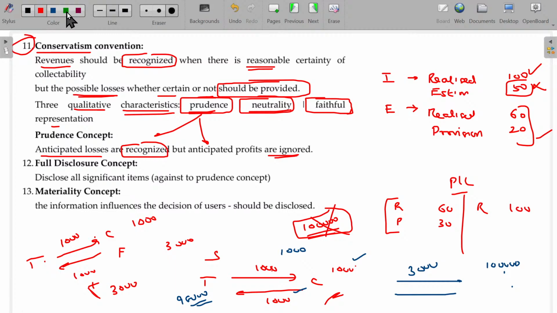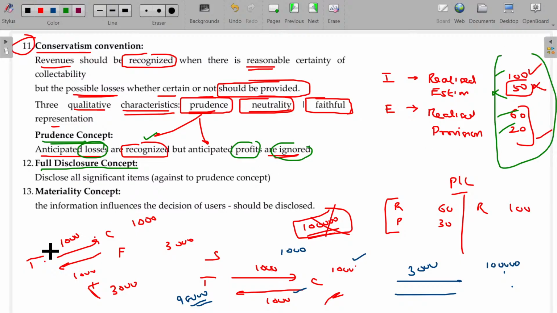Now, what happens in case of the prudence concept? Losses are recognized, but profits anticipated are ignored. So you have to show only this one, not this one. And the full disclosure concept represents that you have to show everything. It's just the reverse of the prudence concept. Full disclosure means you should not hide even a single data. Disclose all significant items, which is against the prudence concept.